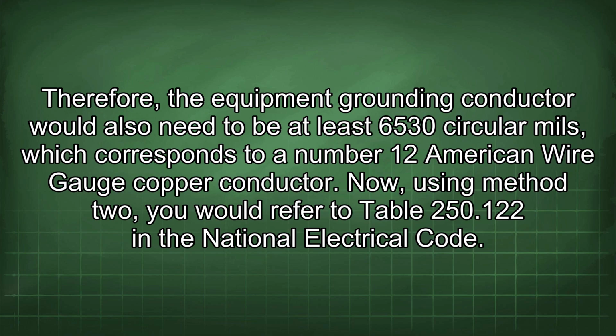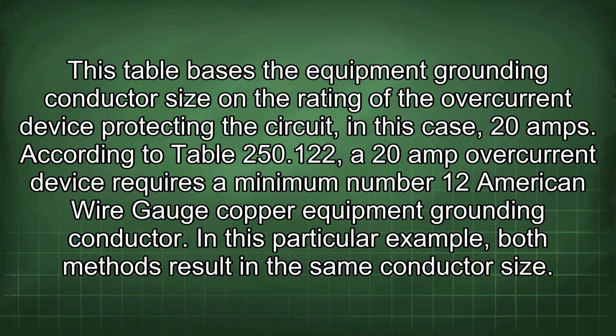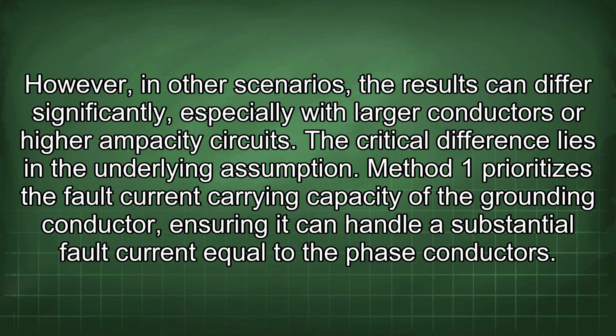Now, using Method 2, you would refer to Table 250.122 in the National Electrical Code. This table bases the equipment grounding conductor size on the rating of the overcurrent device protecting the circuit, in this case 20 amps. According to Table 250.122, a 20 amp overcurrent device requires a minimum number 12 American wire gauge copper equipment grounding conductor. In this particular example, both methods result in the same conductor size. However, in other scenarios, the results can differ significantly, especially with larger conductors or higher ampacity circuits.